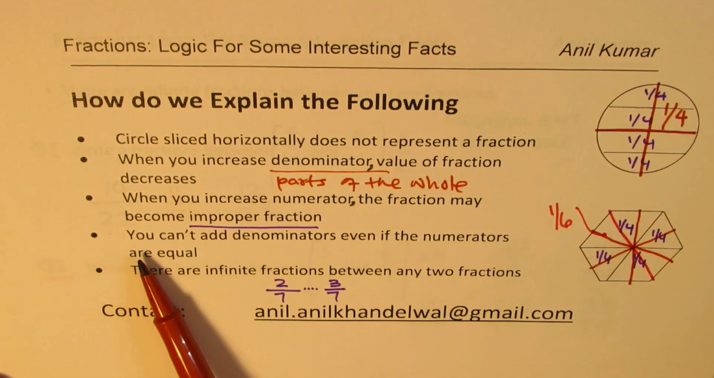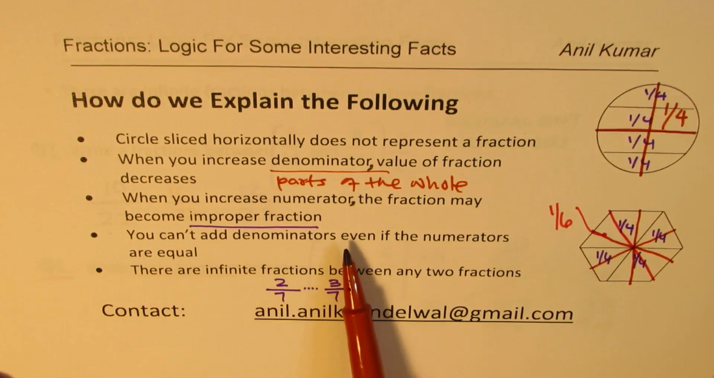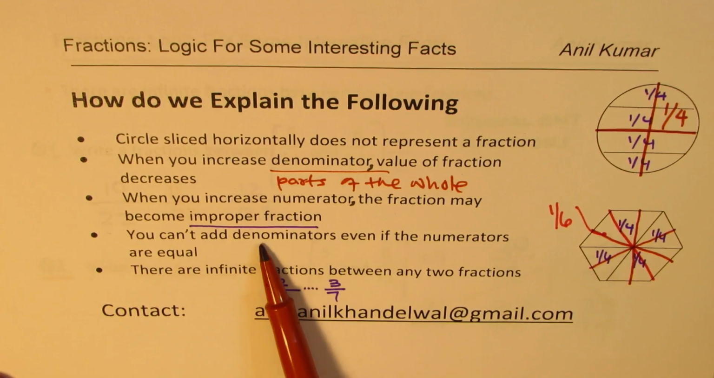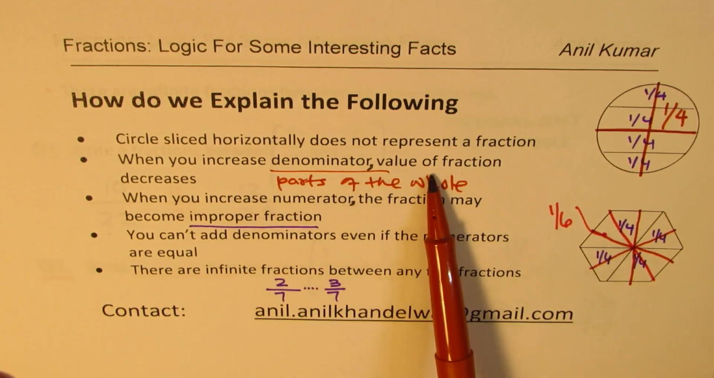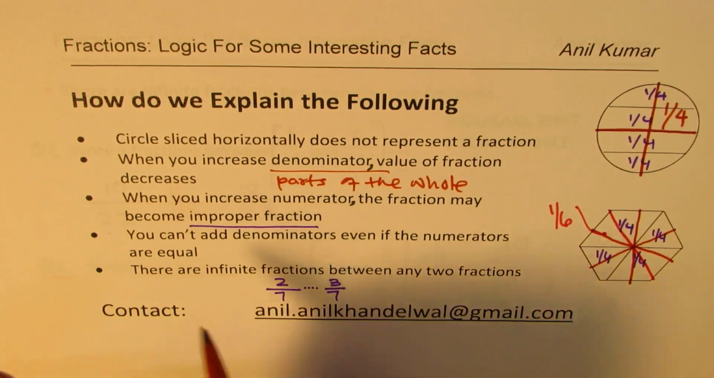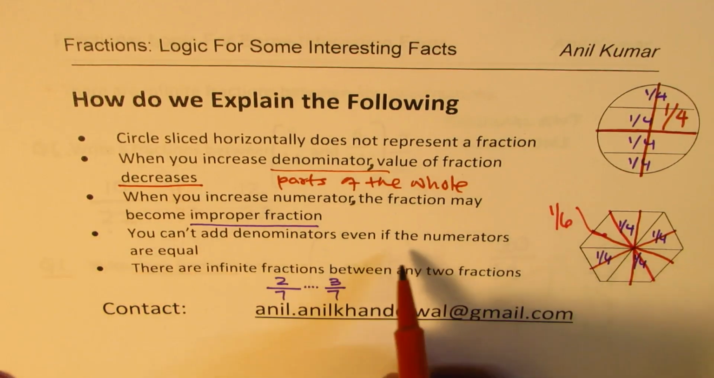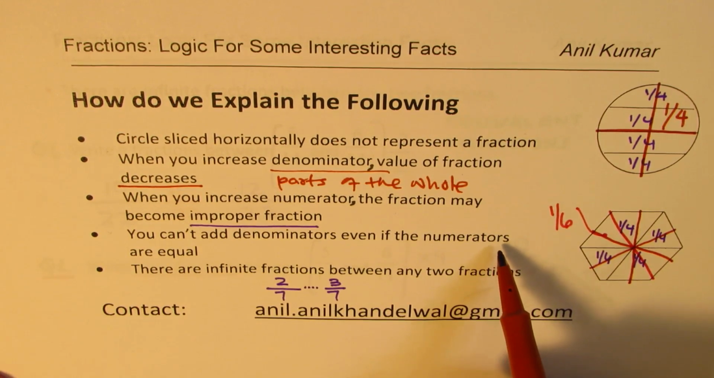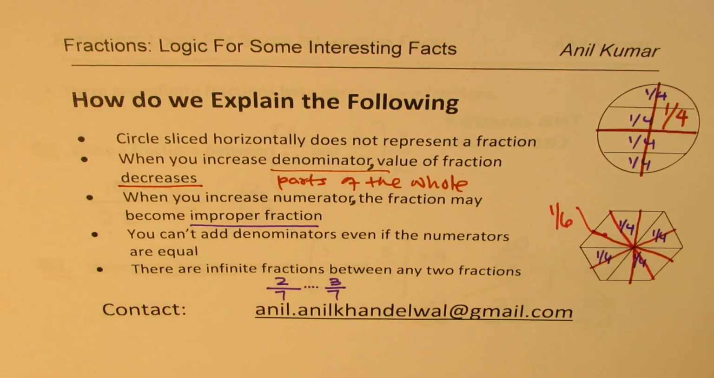And the next one was, you can't add denominators even if the numerators are equal, mainly because if you increase denominator, the fraction decreases, right? Fraction decreases, but add means more. You were expecting more, not less. Therefore, you cannot add denominators. Does it make sense to you? You can't add denominator because adding means more. But when you increase denominator, it becomes less. That is why you cannot do it.